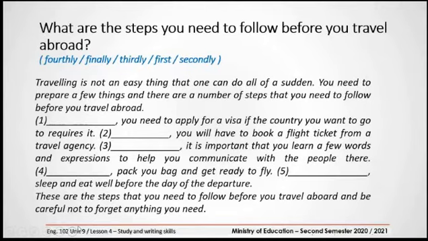Secondly, you'll have to book a flight ticket from a travel agency. Thirdly, it is important that you learn a few words and expressions to help you communicate with the people there. Fourthly, pack your bag and get ready to fly. Finally, sleep and eat well before the day of the departure. So these are the steps that you need to follow before you travel abroad, and be careful not to forget anything you need.